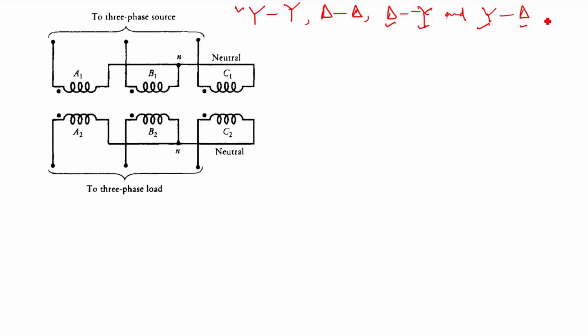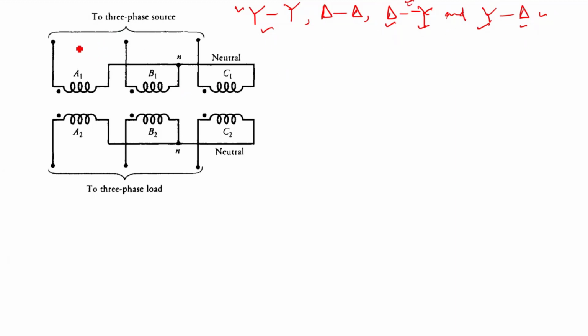So for a particular application we use a particular connection. Most of the time, for distribution applications, we use the delta-star combination. And for transmission applications, when bulk power is transmitted, we use the star-star combination, because at that point the neutral is very essential, right? So based on the application, we use different connections.